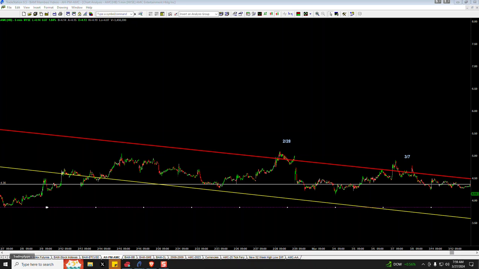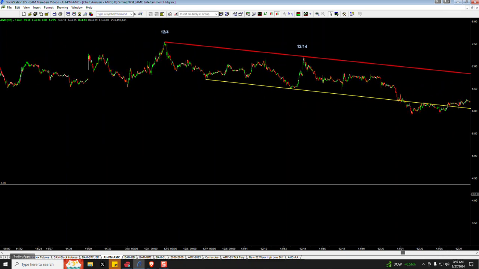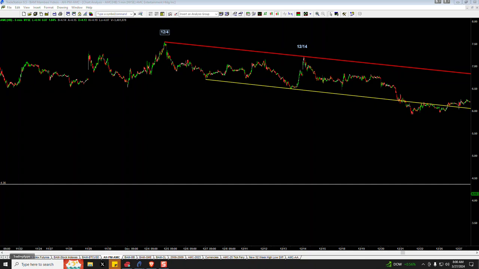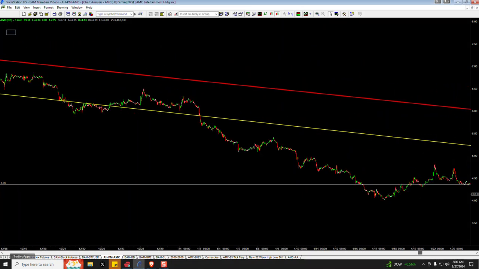So first off, what we're viewing here is the 5-minute bar chart for AMC. And your point of origin to track this, what I think is the most important downtrend line right now from a trading perspective, is the December 4th, 2023 high and the December 14th high. So just shoot this downtrend line off of those two points of origin, and here's what you'll see.